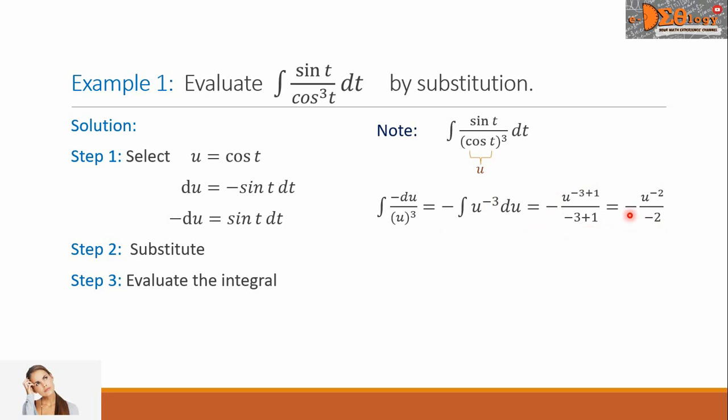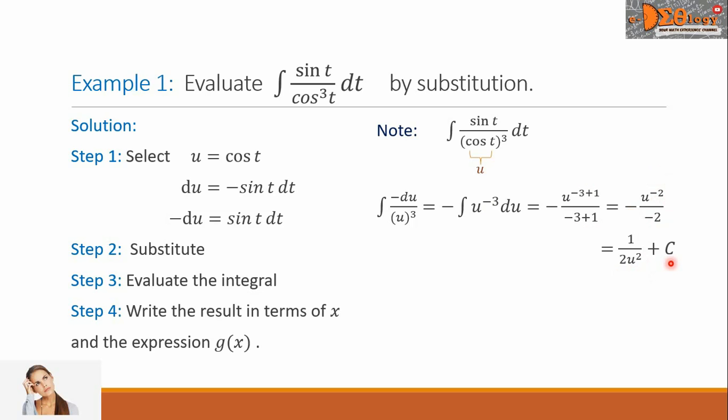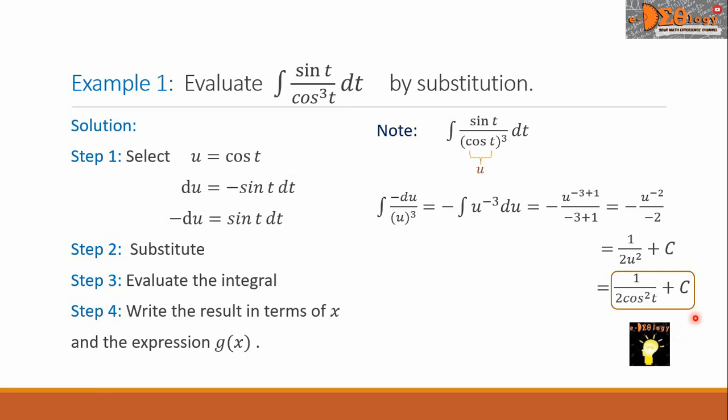The negative sign of the fraction and the negative sign of the denominator will neutralize each other. So it becomes positive. And then, let us now rationalize the numerator with a negative power. So we have now 1 over 2u squared. And then, we write the plus c. Step 4, let us now return the value of u from step 1. So we have the 1 over 2 cosine square of t plus c. This is now the final answer.